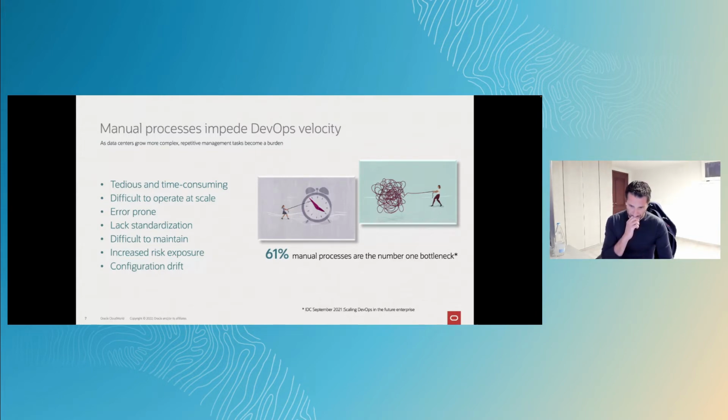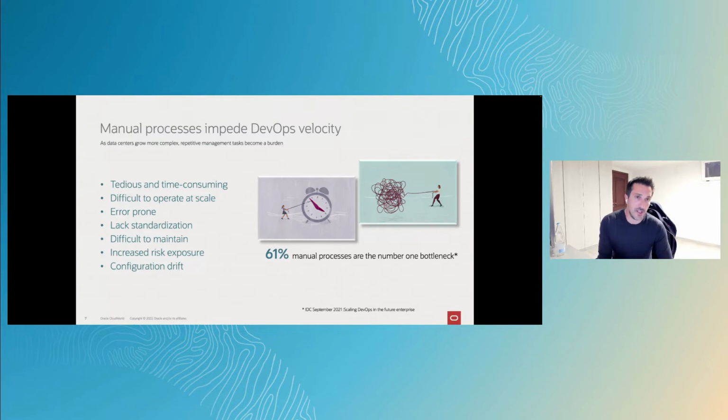And here we also have a statistic coming from IDC in September 2021 saying that 61% say manual processes are the number one bottleneck, right? So 61% of the people think that manual processes are the number one bottleneck while looking at DevOps or the scalability of an IT infrastructure.